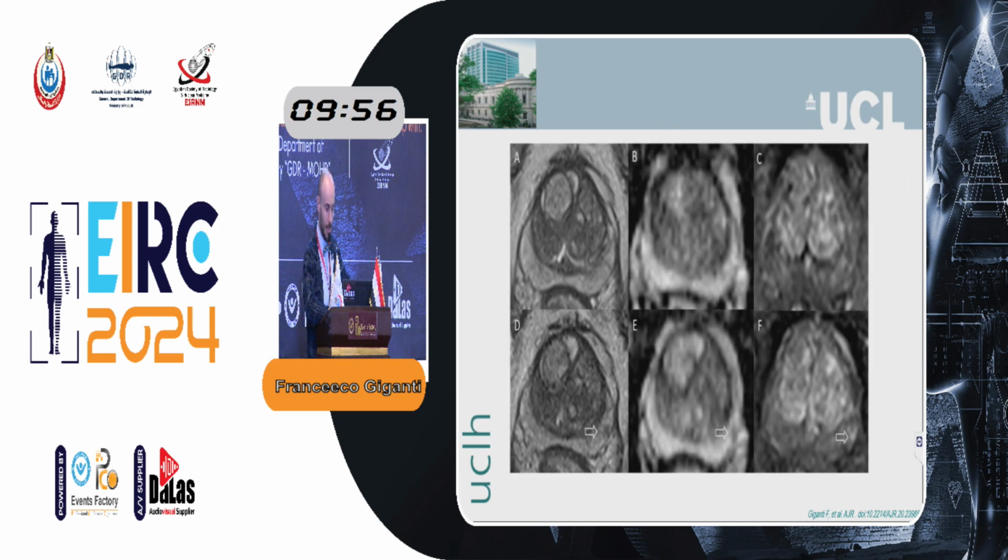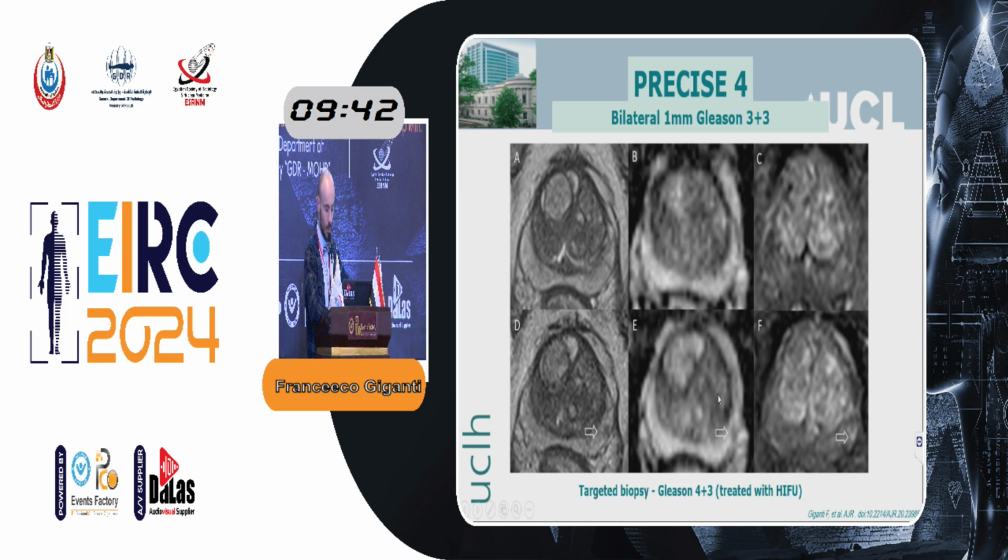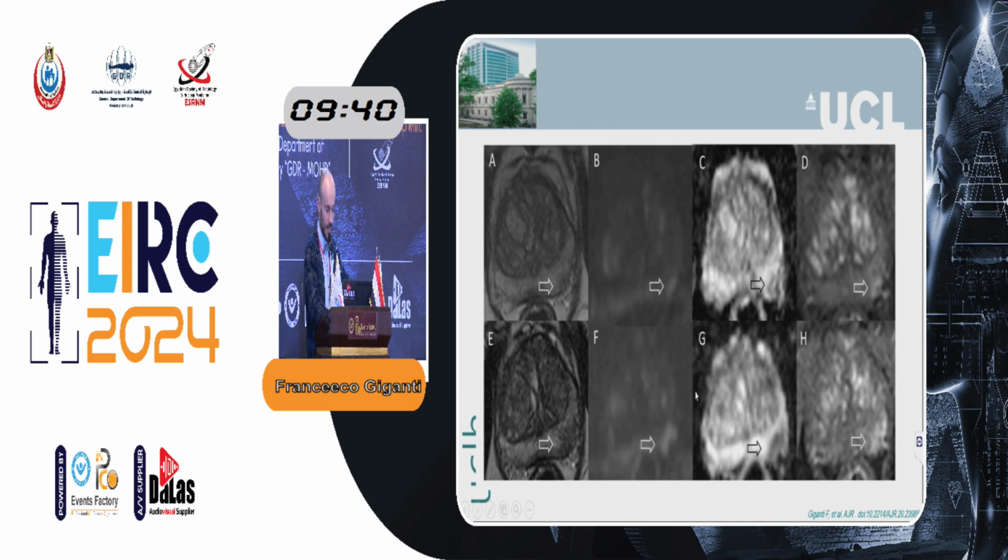In this case, you have the baseline MRI A to C, where there are no lesions, and we know that we have only bilateral 1 mm Gleason 3+3. But after 1 year, it's a PRECISE 4 because there is a lesion in the left peripheral zone, as you can see from D to F. And this was targeted, and it was 4+3. And finally, another lesion in the left peripheral zone at baseline from A to D on all sequences. This was a 3+4 on TRUS.